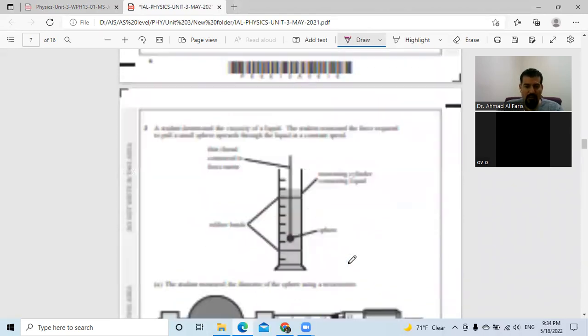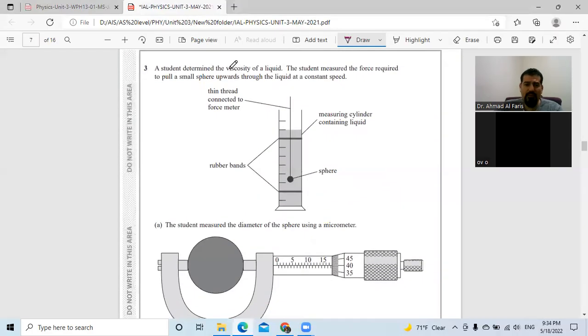Next, question number 3, what do we have? A student determined the viscosity of a liquid. The student measured the force required to pull the small sphere upwards through a liquid at constant speed to be balanced. So the resultant force is equal to what? To 0. So he can find out the values, as we studied in unit 1.